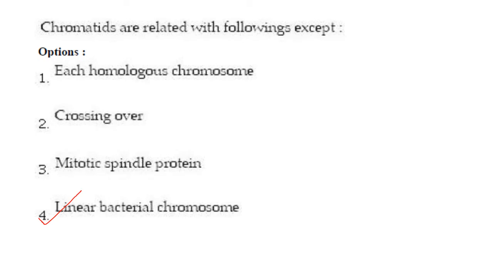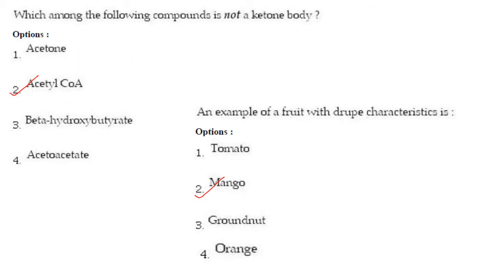Next one, chromatids are related with the following except: 1 each homologous chromosome, 2 crossing over, 3 mitotic spindle protein, 4 linear bacterial chromosome. Answer is option 4 linear bacterial chromosome. Next one. Which among the following compounds is not a ketone body? Option 1 acetone, 2 acetyl CoA, 3 beta hydroxybutyrate, 4 acetoacetate. Answer is option 2 acetyl CoA.